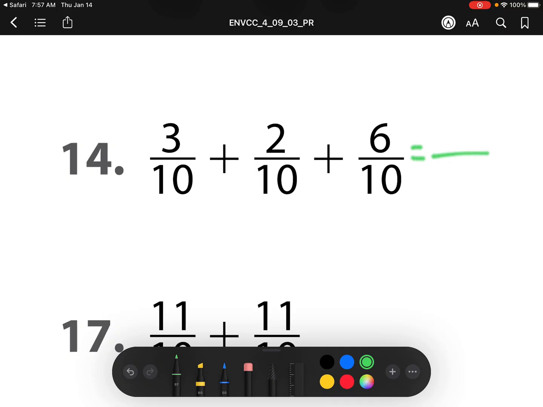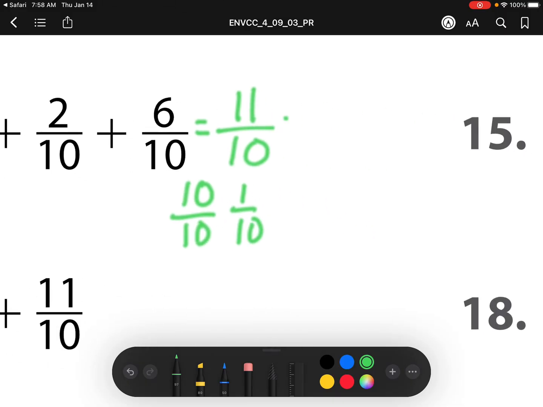Okay, over here, denominator stays the same, so we add 3 plus 2 is 5, plus 6 is 11. Again, we have a numerator that's bigger than the denominator, so we're going to take out a whole. Remember, a whole is 10 tenths. I'm left with 1/10. So now what does that convert to? Well, that's going to convert to 1 whole with 1/10 left over.